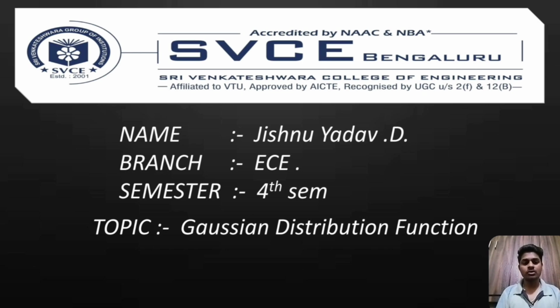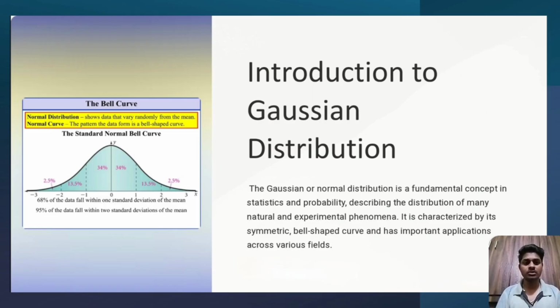Today's topic is Gaussian distribution function. Introduction to Gaussian distribution. The Gaussian or the normal distribution is fundamental in statistics and probability, describing the distribution of many natural and experimental phenomena. It's characterized by a symmetric bell-shaped curve and has important applications across various fields.